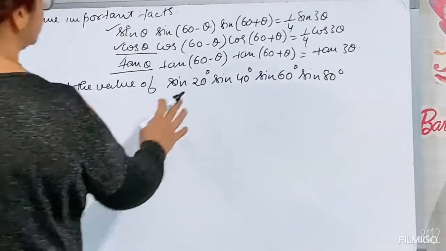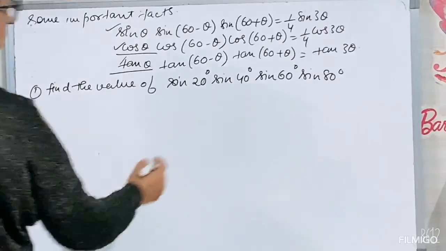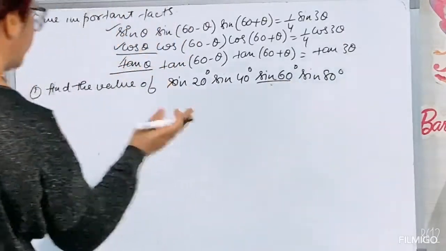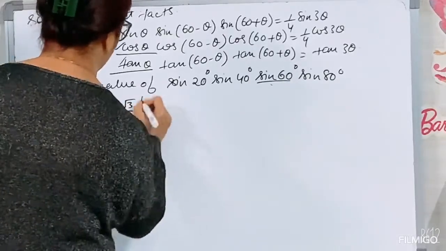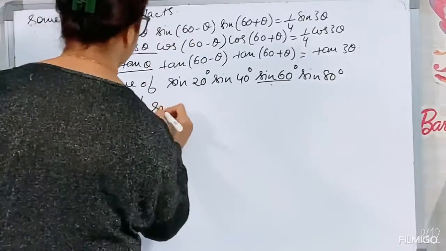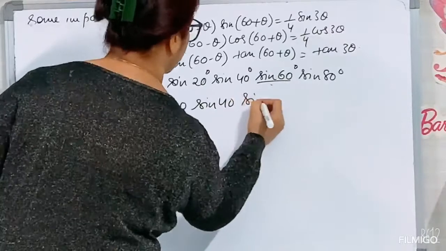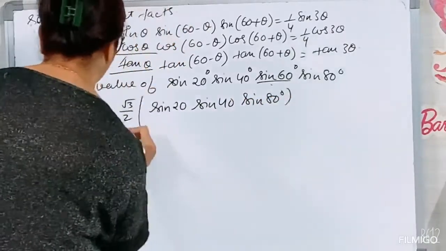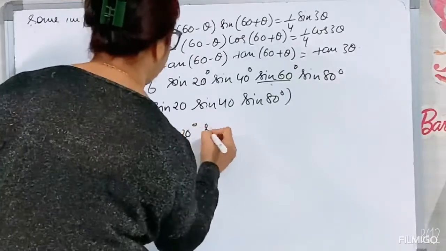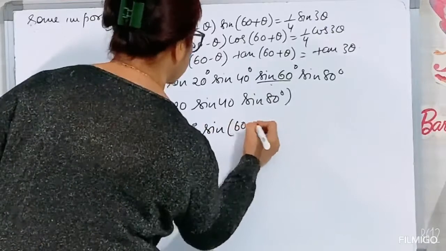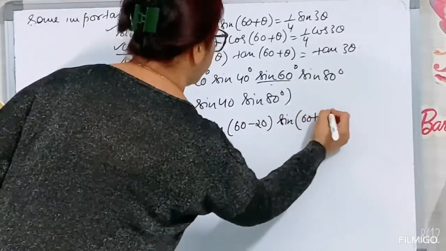Now according to these 3 facts, we will solve the question. The first one is sine 20, sine 40, sine 60 and sine 80. How to solve it? I know only this angle, I will keep it away. Sine 60 degree means it becomes root 3 by 2. Take all the other parts inside, sine 20, sine 40 and sine 80. Now root 3 by 2. Make it the smaller angle, remain same, and sine 40 I can write 60 minus 20 and sine 80 I can write 60 plus 20.